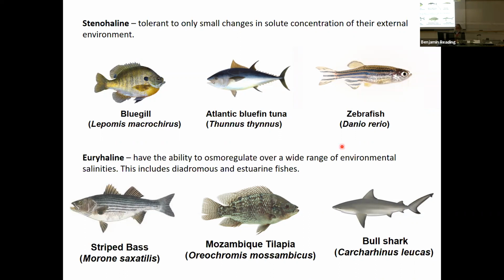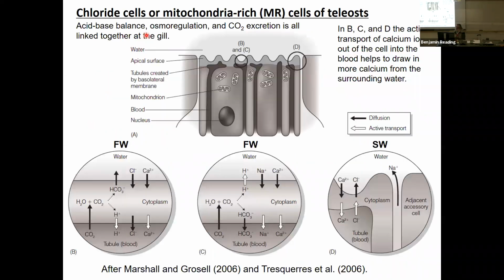There are fishes that we call stenohaline. These fishes tolerate only small changes in solute concentration in their external environment. So generally speaking, most fish are designed to do this or this. Notice that these pumps are all designed to pump in the opposite direction. Most fish, it's a one-way street. Their gill does this or does this. They really can't switch this. That's actually kind of a rare thing.